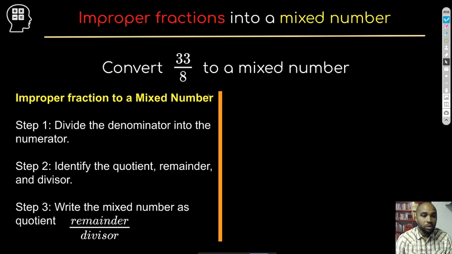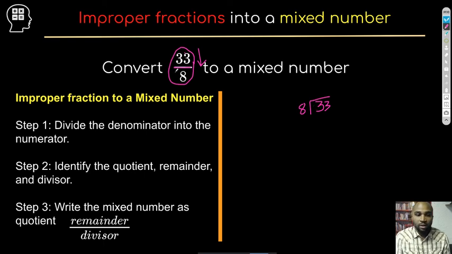All right, so let's try this one. We're going to take our number here and divide the denominator into the numerator. 33 divided by 8. 8 goes into 33. And just to keep in mind what goes where, remember this is read 33 eighths. So that's how you're going to write it.